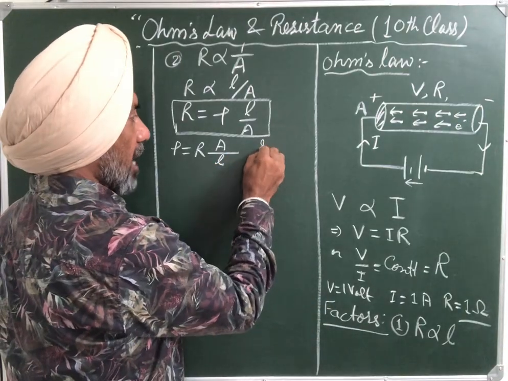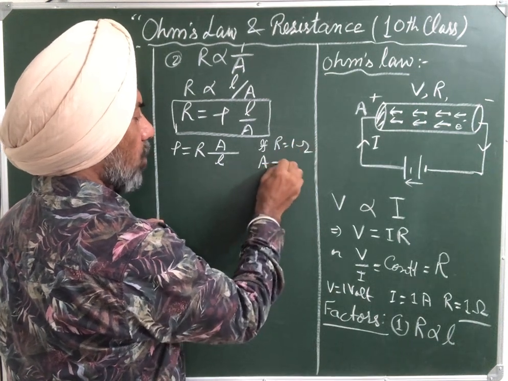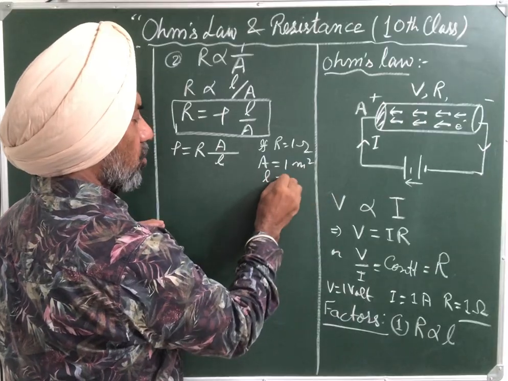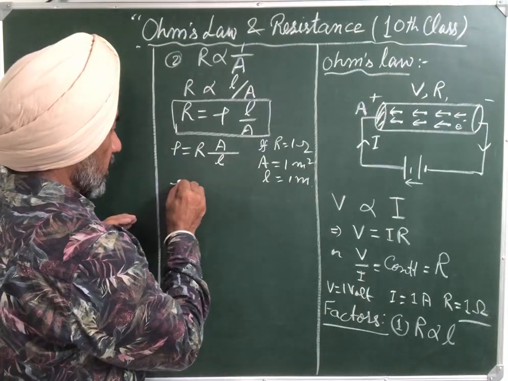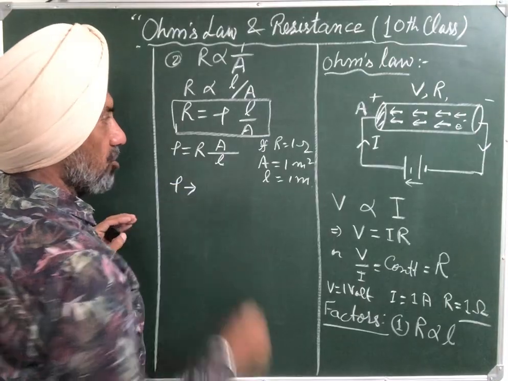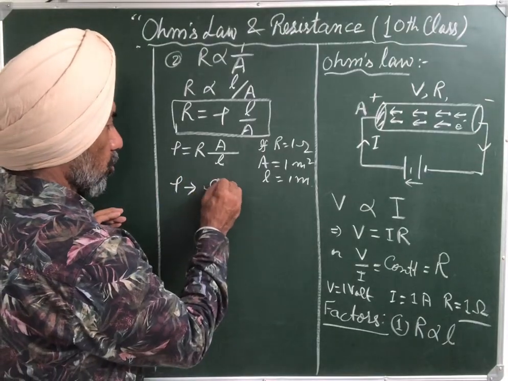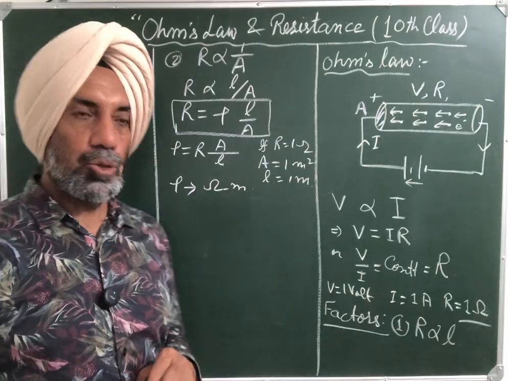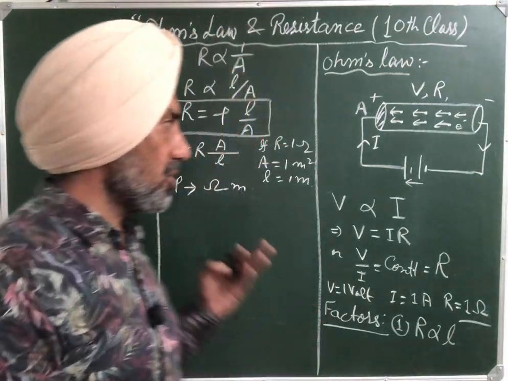Now, if R is equal to 1 ohm, A is equal to 1 unit, again 1 meter square, and L is equal to 1 meter, then specific resistance or resistivity has units ohm meter. So ohm meter is the unit of specific resistance or resistivity in the SI system.